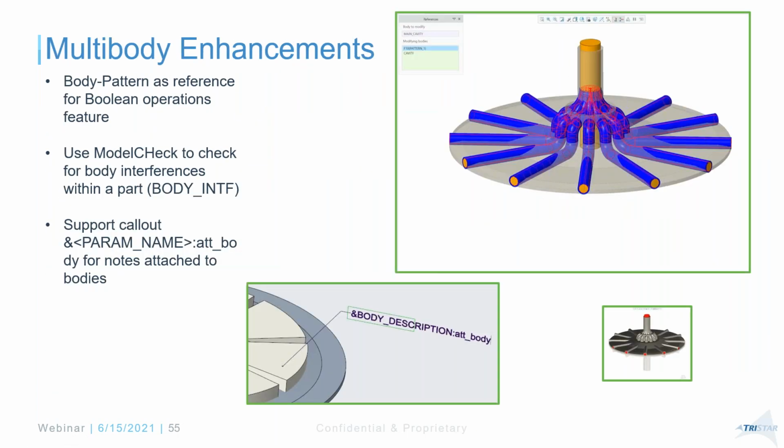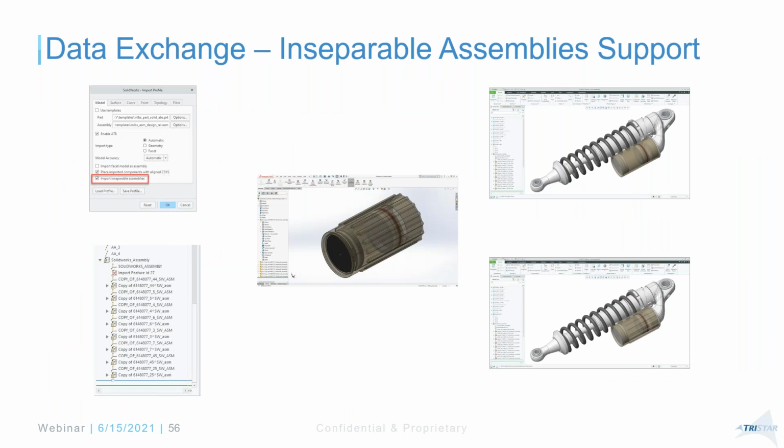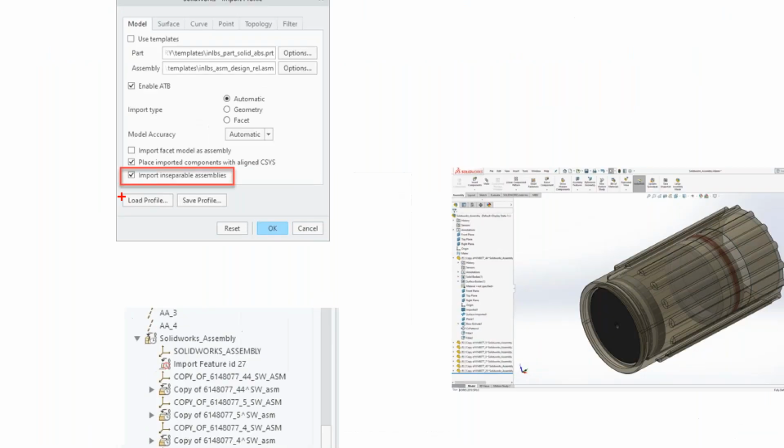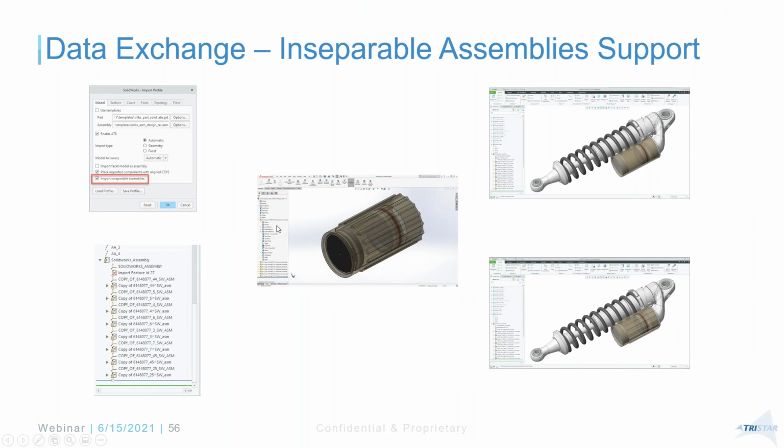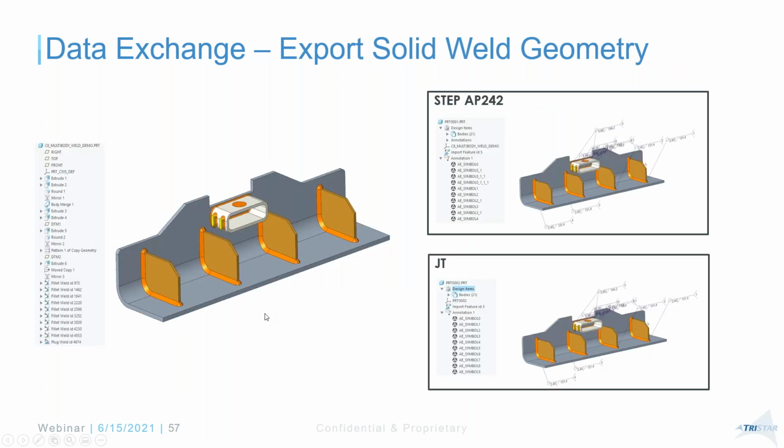A couple of ones on the data exchange here, where if you were to import a SolidWorks file or an NX file, you have the option to import inseparable assemblies. So if there are any virtual assemblies in them, it's able to identify them from the source model and embed them automatically here.